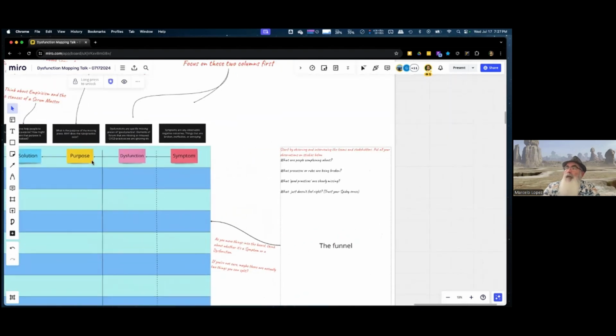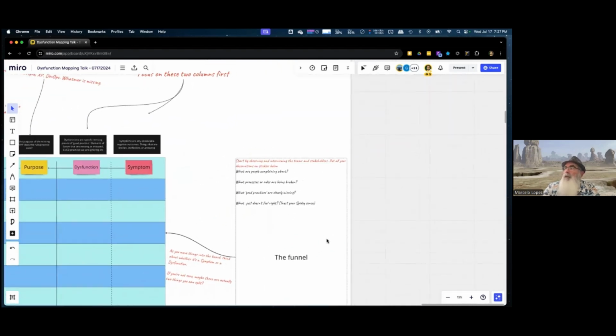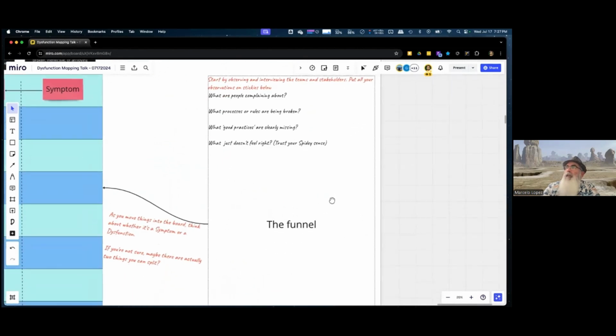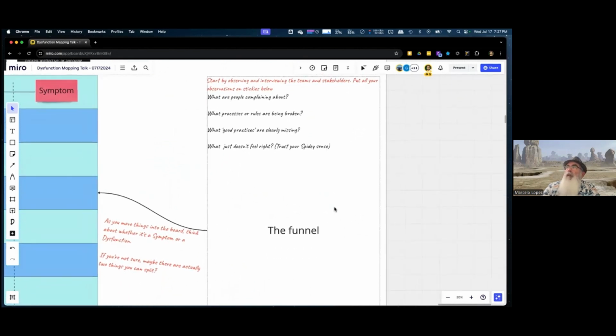And you start by not just talking about the dysfunction, but looking at the funnel of things that you are observing between the team and the stakeholders. Talk to them. What are people complaining about? What process isn't working? Are we missing any good practices that we should be? Or like I said, is your spidey sense going off and MC's just feeling it, not feeling it? I'm not feeling it, MC. I'm not feeling the love.